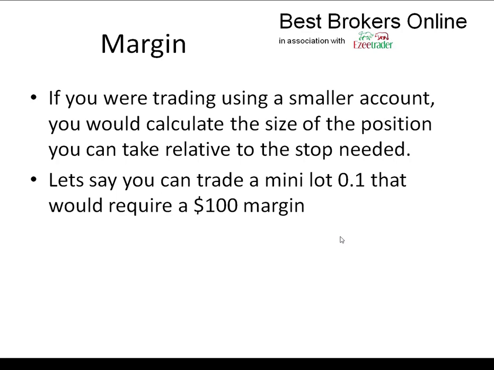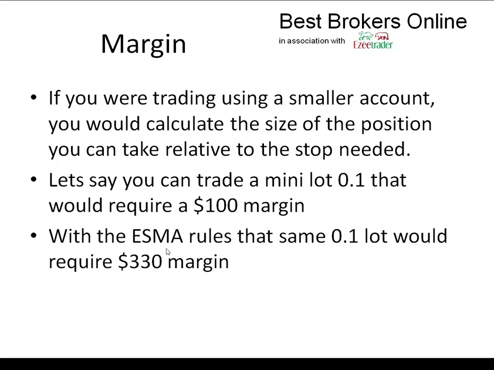So let's say you were trading a mini lot, which is 0.1 of a lot, so it's a tenth. That would require a margin of just $100 in the old terms. With ESMA, that same 0.1 lot in Europe, basically, you're needing a margin of $330 to trade the same thing for the same targets, for the same everything else.